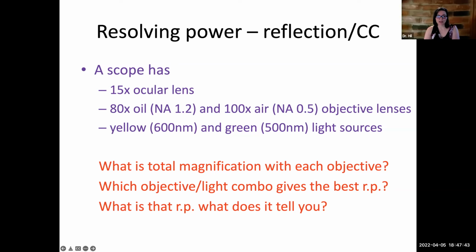And remembering what the equation is, RP equals wavelength divided by 2 times NA. If you can figure out what the resolving power of the microscope would be if you were using the 80x oil and a green light source, put that into the chat really quick. RP is wavelength divided by 2 times NA. So what does that give us for resolving power if we were to use the 80x oil and the green light? Put that into the chat. And always use units. What are the units?